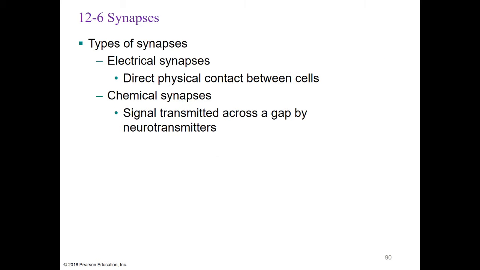Types of synapses. There are electrical synapses where there is direct physical contact between the cells. And there are chemical synapses where there is a signal transmitted across a gap by neurotransmitters. We saw that in chapter 10 in our figure, the synaptic cleft, which was the gap between the synaptic terminal and the postsynaptic cell, which in that case happened to be a muscle cell. And the neurotransmitter was the chemical messenger that brought that signal across the gap.